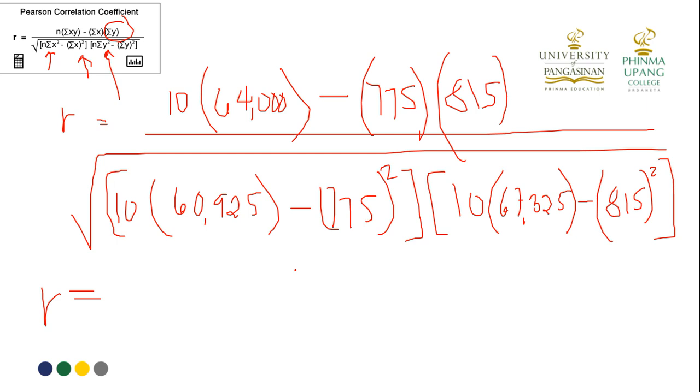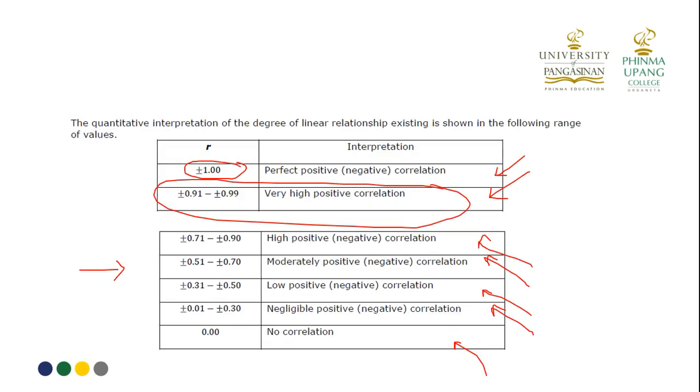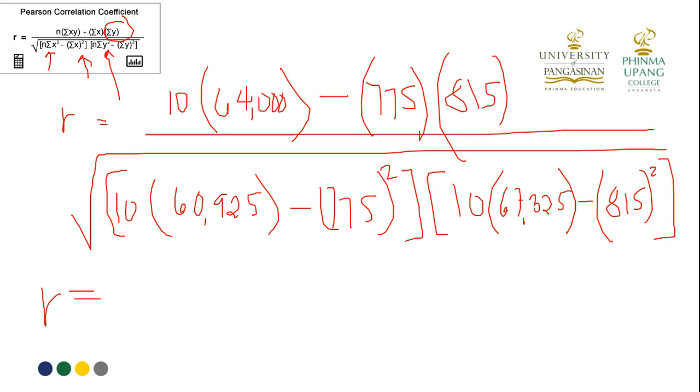3 decimal places po. Can you give me 3 decimal places? Compute po. So, wait lang po, nagka-calculate. Please drop. Type your answer in chat box.